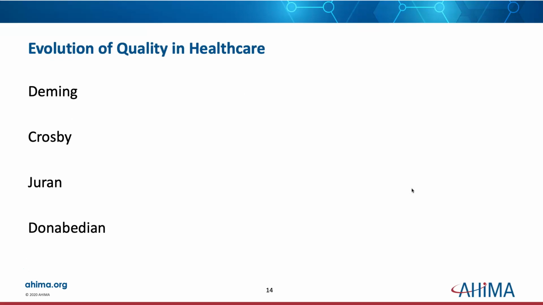So let's talk about the evolution of quality in healthcare. And there are some big names we're going to talk about: Deming, Crosby, Juran, and Donabedian. And they are here on pages 14 and 15. You can read through about these, about what they came up with and their processes and how those were involved with healthcare. I'm not going to get into a whole lot of detail because you can just read it.